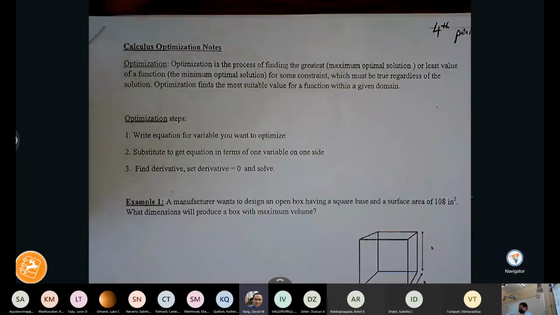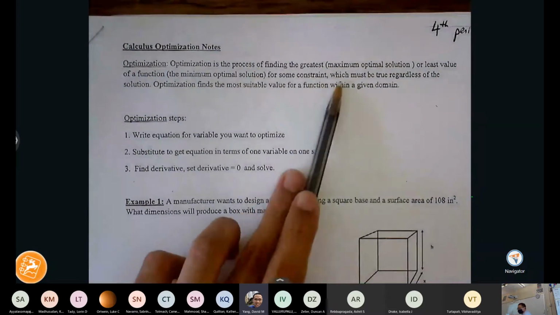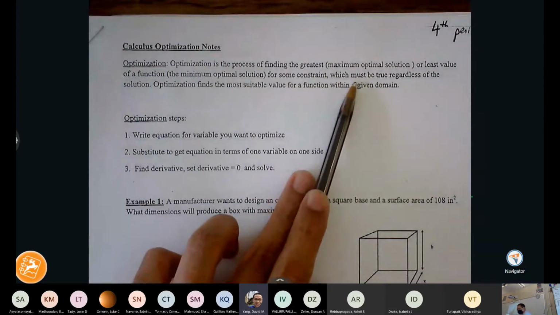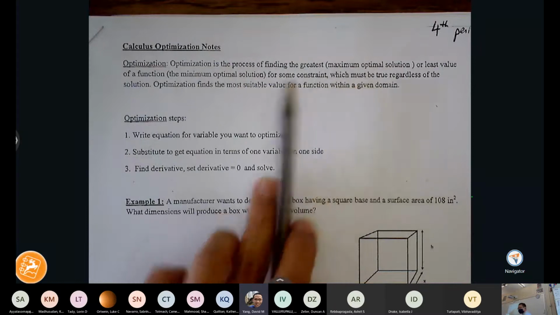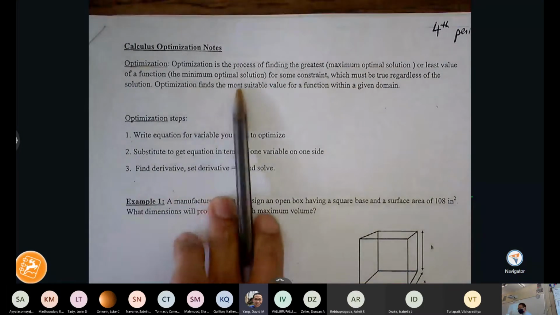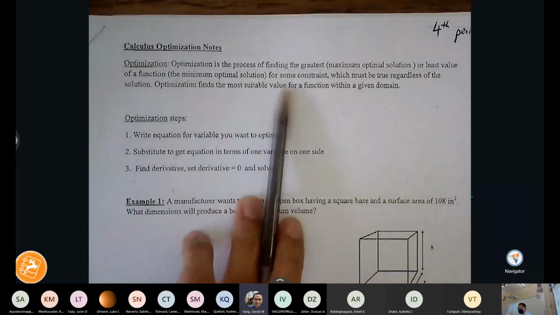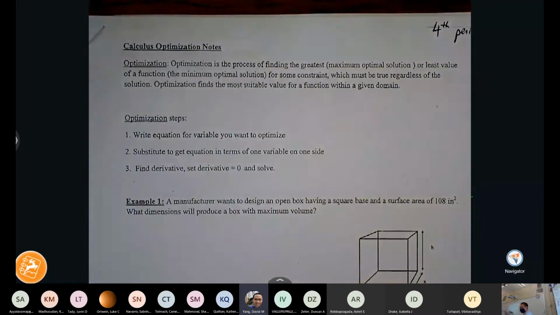So let me read through the intro here. Optimization is the process of finding the greatest, which is the maximum optimal solution, or least value of a function, the minimal optimal solution, for some constraint, which must be true regardless of the solution. So optimization finds the most suitable value for a function within a given domain. Okay.